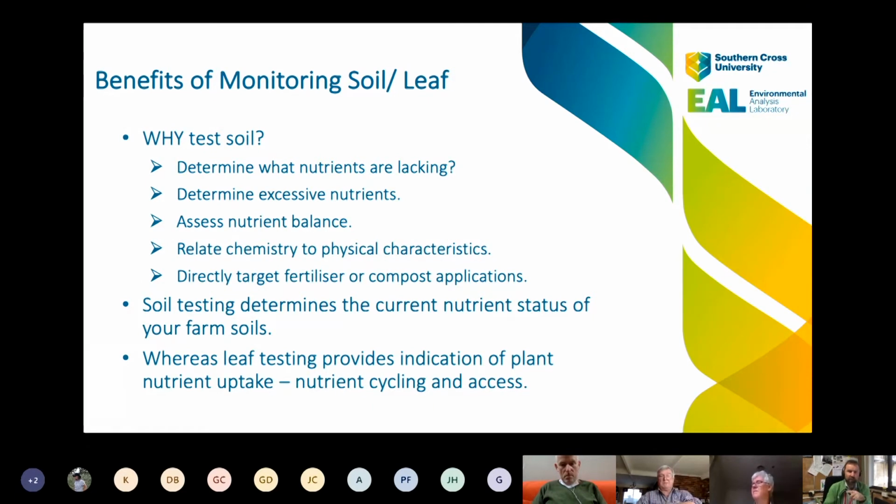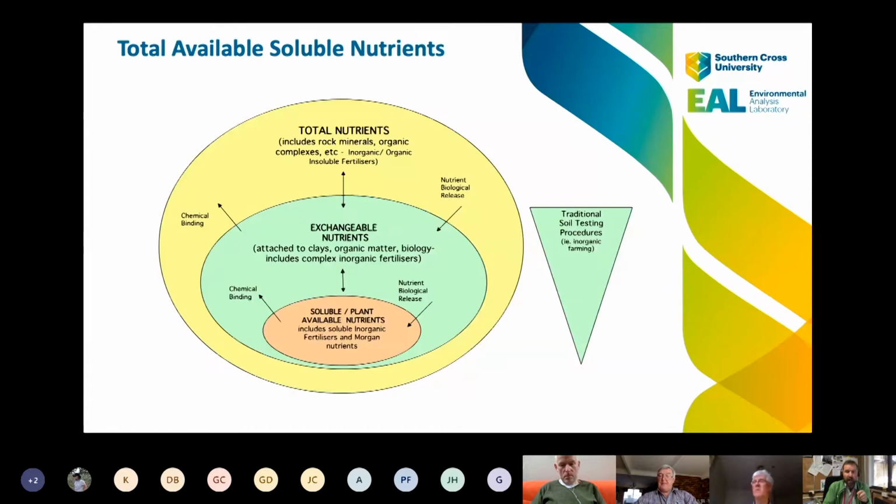I won't drag on too much. So soil testing is current nutrient status of your soils. Leaf testing is another one you haven't looked at there, and that's really looking at nutrient cycling and access to nutrients, and really assessing problem solving if you've got any issues there. So I won't go into leaf testing anymore today. This I won't go into in a big way.